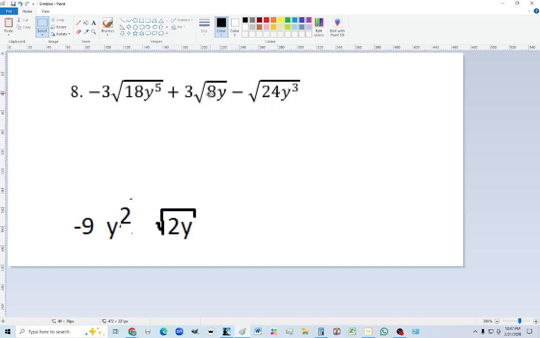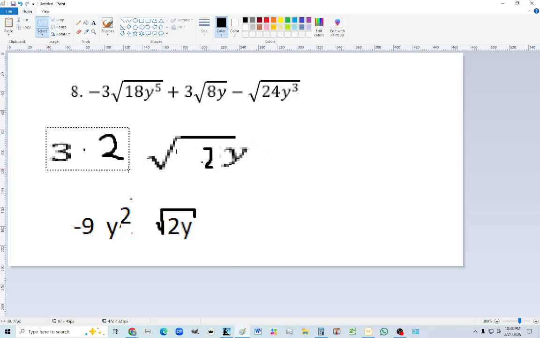So if I look at this one, for now, just ignore the 3 and say, well, the 8 can be converted to 4 times 2 and 4 has a square root of 2. So inside I'm left with the square root of 2y, which is what I want. And out here I have plus 6. So far I have minus 9y squared plus 6 radical 2y.